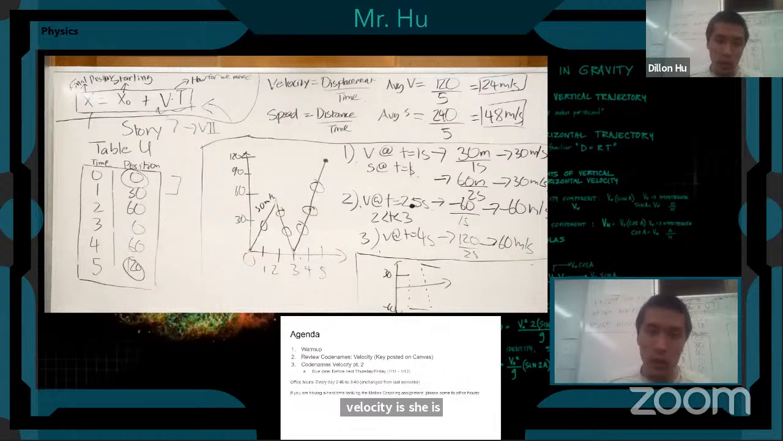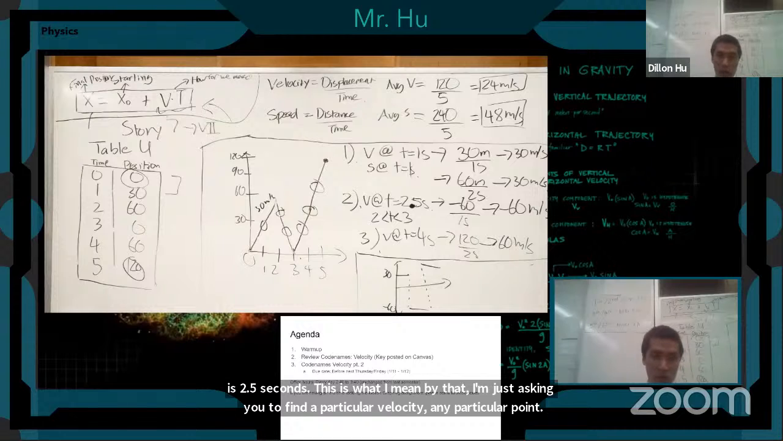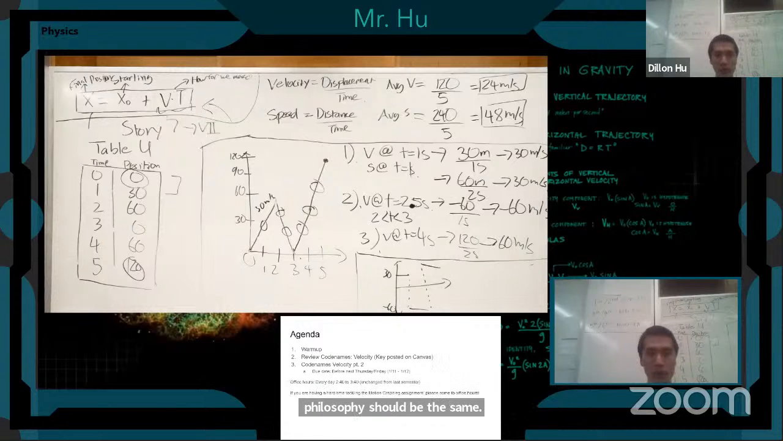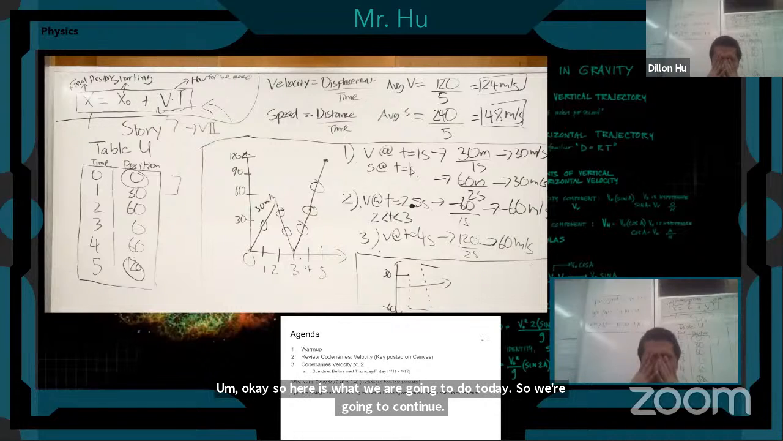Okay, so here is what we are going to do today. We're going to continue. There is a new assignment on campus called Codenames Velocity Part 2. It's sort of an extension of what we did at the end of last semester. This time you're going to be looking at one graph and analyzing it thoroughly. You're going to analyze every little detail of it and really try to understand every single section of the graph. There are a lot of questions on here.